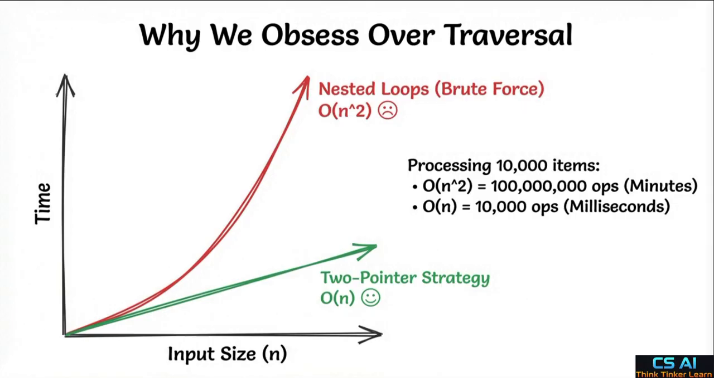For an array with 10,000 items, a brute force O(n²) approach would take roughly 100 million operations. This could take a minute to run. The O(n) two-pointer strategy would take about 10,000 operations, which would finish in milliseconds. This is the difference between an application that feels snappy and one that feels broken. This is why we obsess over traversal.